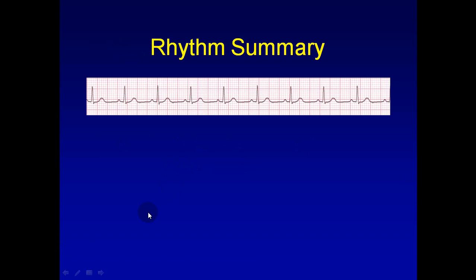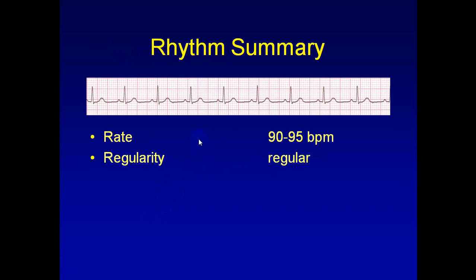And now the summary of our lecture. We calculate the rate by large boxes: 1, 2, 3, something minus 2, so it is not 300. 300 divided by about 3.2 is about 95, so it is between 90 and 95 beats per minute. Is it regular? Yes, if we measure the distance between R waves, it is equidistant, and every QRS complex is preceded by a P wave, so it is regular.